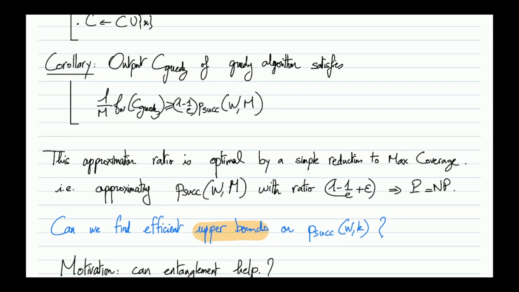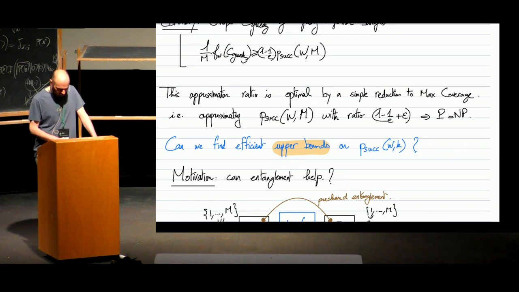So let's get back to this motivation I mentioned at the beginning: does entanglement help? This is because my objective is now to consider upper bounds. So can I find efficient upper bounds on this success probability? Can I run an efficient program which at the end tells me that the best success probability I can hope for is this?